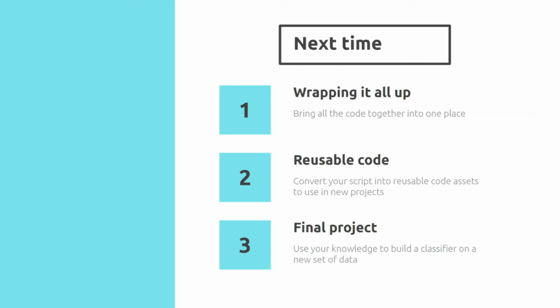In the next session, we're going to bring all the things that we've previously learned together into one place, so we have an end-to-end modeling process. Then we're going to spend a bit of time on the practical benefits of converting your script into reusable code assets so you can use them in new projects without having to start from scratch every time. Finally, there's going to be a project where you can use everything that you've learned to build a classifier on a new set of data. This will be a good test to see how much you've been paying attention.